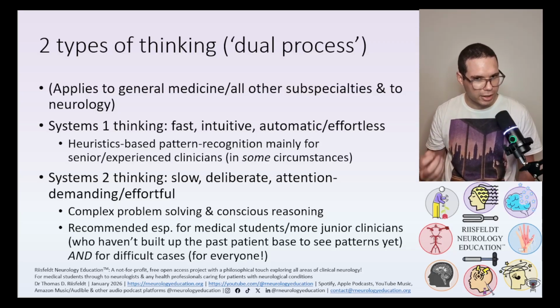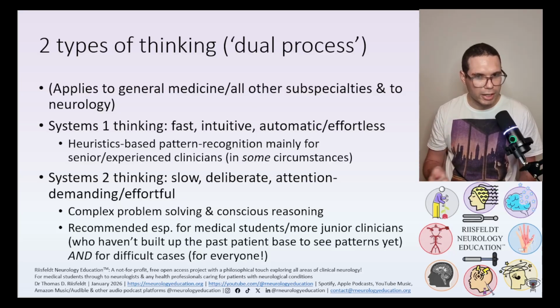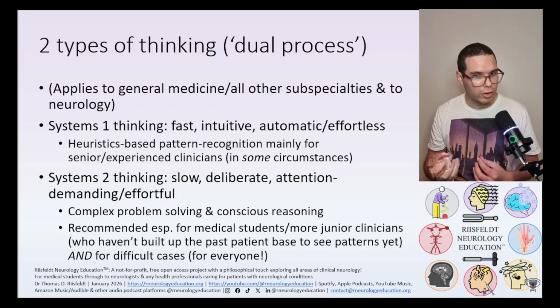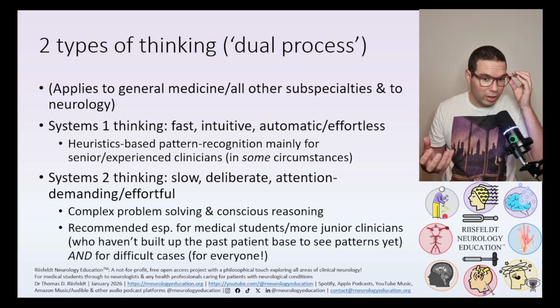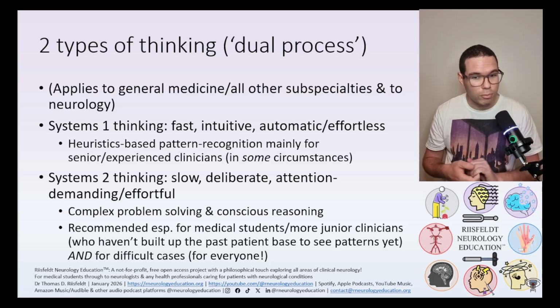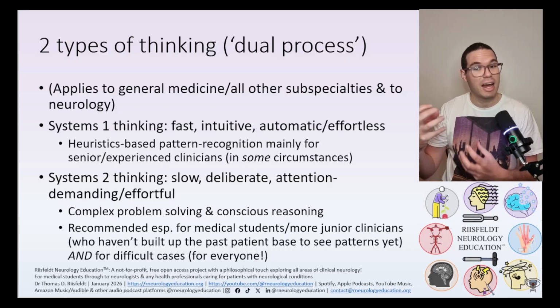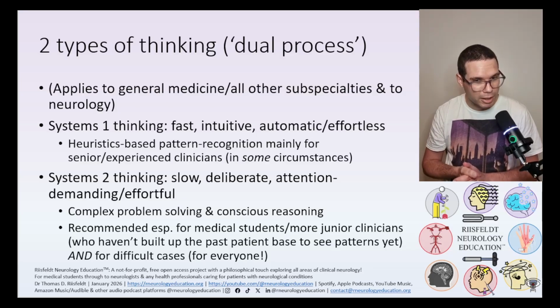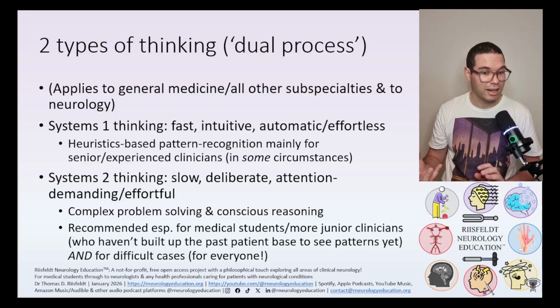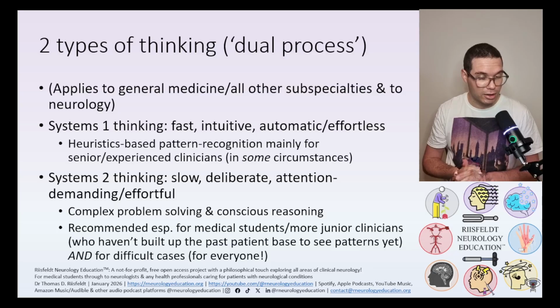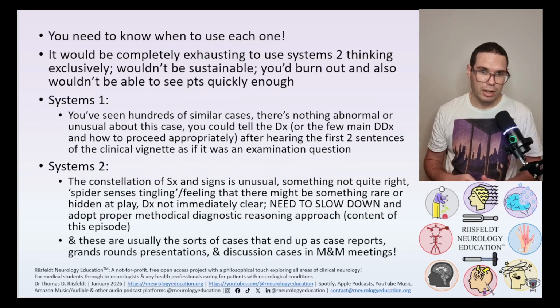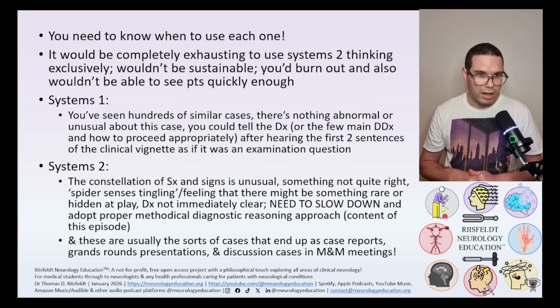Conversely, systems 2 thinking is your slow, deliberate, attention-demanding, effortful thinking, and it's used for complex problem solving and conscious reasoning. So this is recommended especially for more junior audience members, so medical students and more junior doctors who haven't yet built up that massive past patient base and are not yet able to see patterns in a database that hasn't been built up yet. But also it applies to any difficult case, and that's for everyone, including senior physicians. And that's really important. You need to know when to use each one.